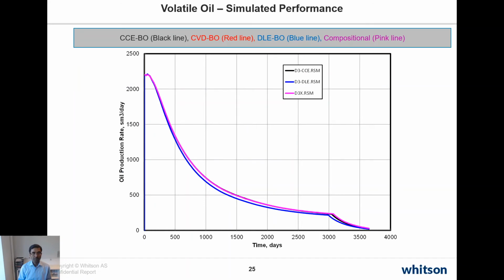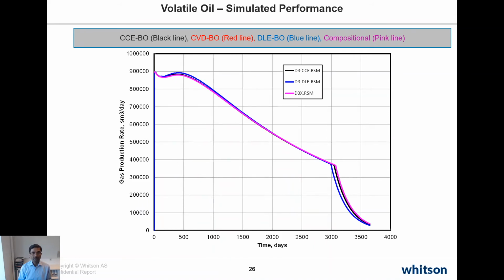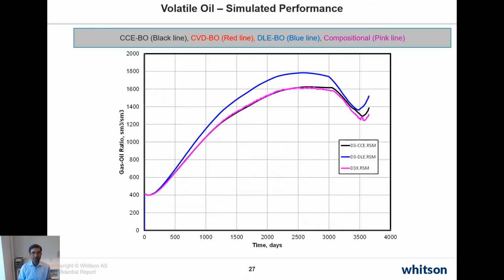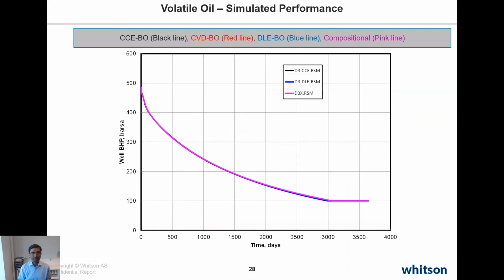Now going through individual plots, this is the oil production rate. CCE, DLE and compositional are quite similar, but CCE is closest to compositional. Gas production rate is quite similar in all the 3 cases. This is the producing gas oil ratio, and the producing gas oil ratio in DLE is slightly higher than CCE, and CCE and compositional are quite similar. Bottom hole flowing pressure is quite similar in all the cases.